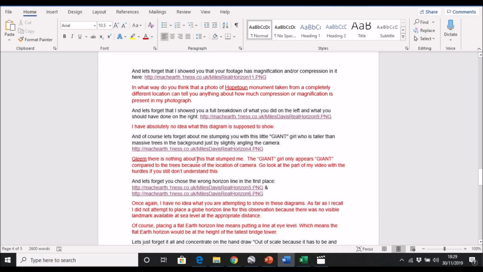He goes on, and of course, let's forget about me stumping you with this giant girl who is taller than the massive trees in the background. Gleem, there is nothing about this that stumped me. I told you at the time. The giant girl only appears giant compared to the trees because of the location of the camera. Go and look at the part of my video with the hurdles if you still don't understand this. We've been over this 2 or 3 times in this video already. I mentioned it in my videos before. You seem completely oblivious to the idea.